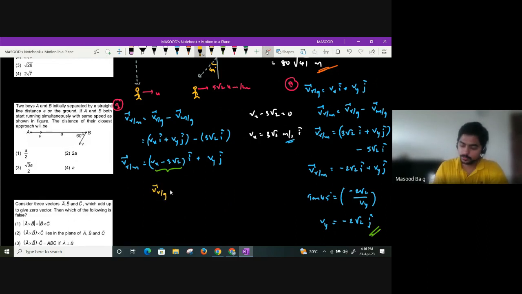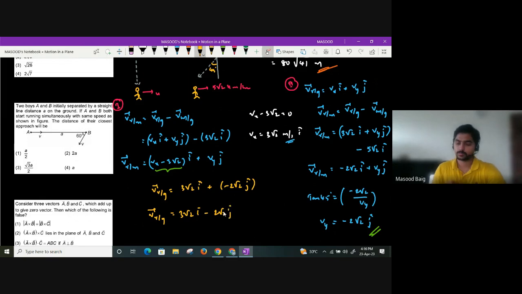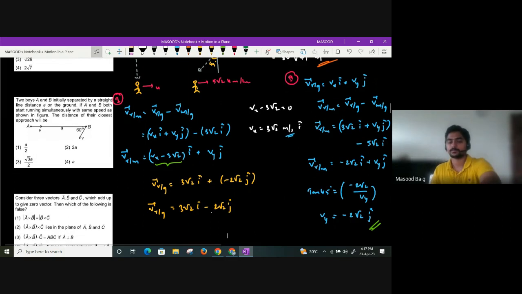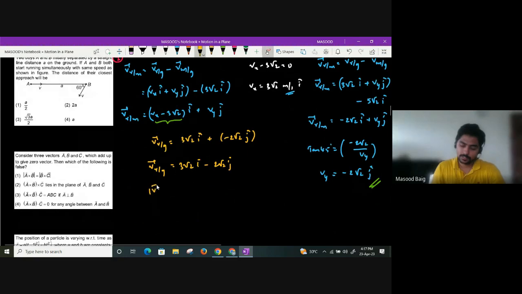It has two components now. One is 3 root 2 i cap plus minus 2 root 2 j cap. Okay. The velocity of rain with respect to ground can be taken as 3 root 2 i cap minus 2 root 2 j cap. These are talking about magnitude, beta. Magnitude of speed, so I'll get it as how much? Under root of 3 square is 9 into 2, 18 plus how much will I get this as? 4 into 2 will be 8 again. So I'll get it as root 26 meter per second.